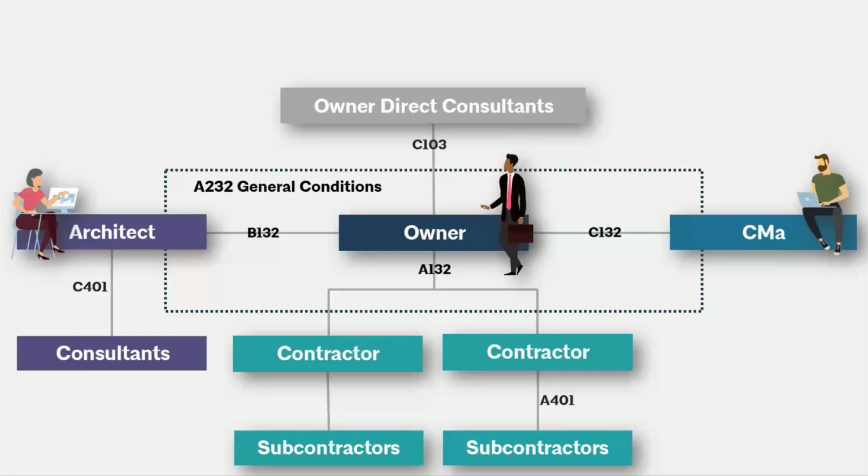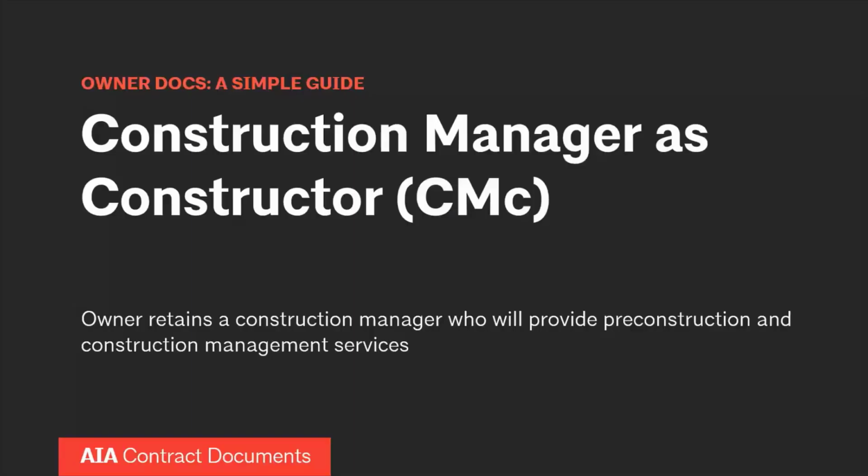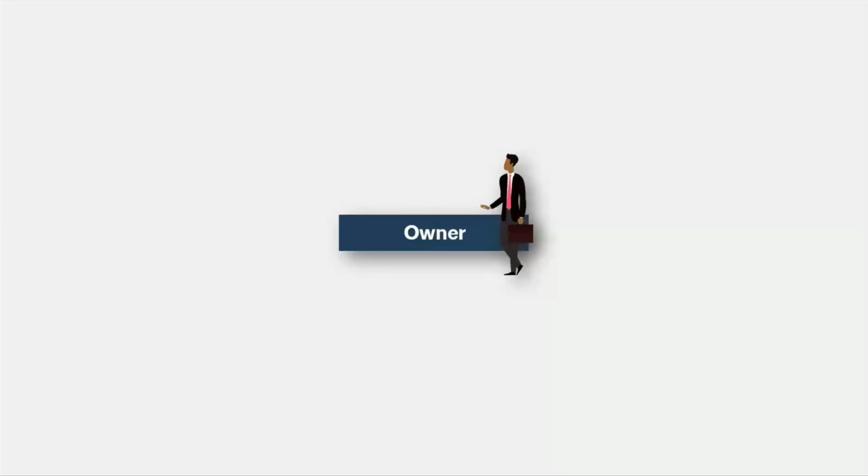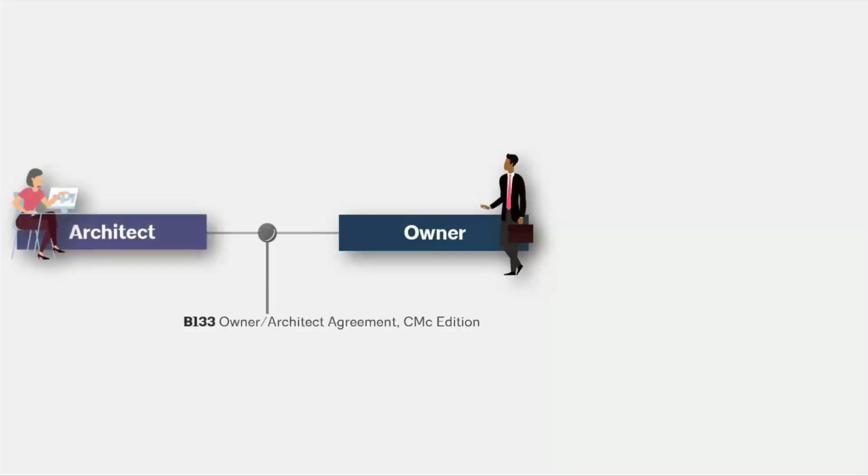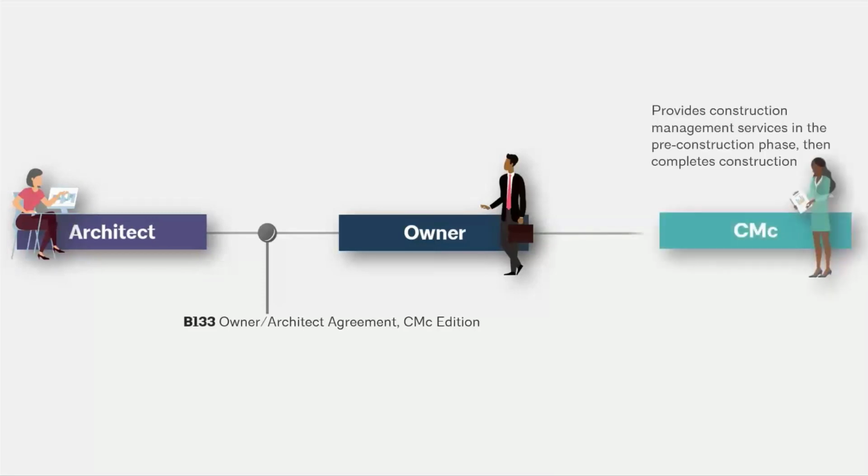And then, of course, we have the CMC family, which looks a little bit different. The owner is going to retain a construction manager who's not only going to provide pre-construction advising services, but then construction management services throughout the actual building of the project. So the owner is still going to retain that architect. So we have the owner-architect agreement, CMC edition. This is the B133.